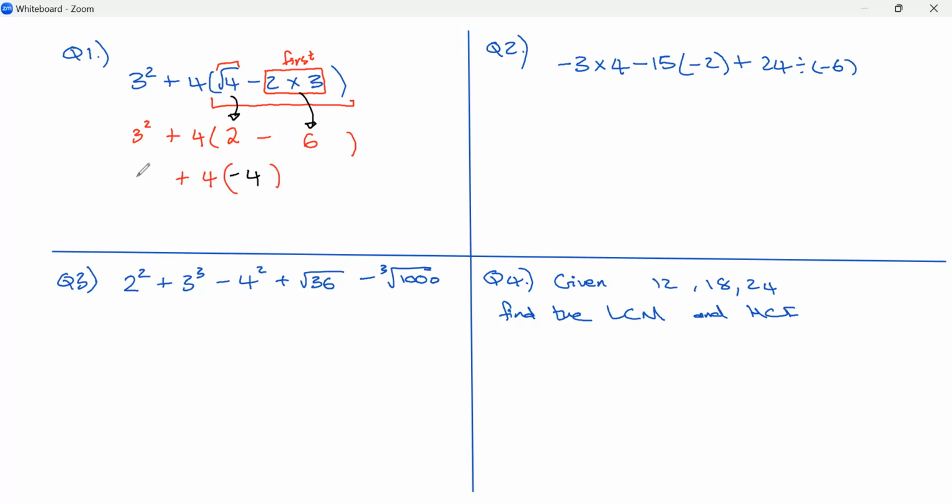Then I've got plus 3 squared from here. 3 squared is 9. 4 times 4 is 16. The positive times a negative is a negative, so negative 16. And so that becomes negative 7. Final answer there.